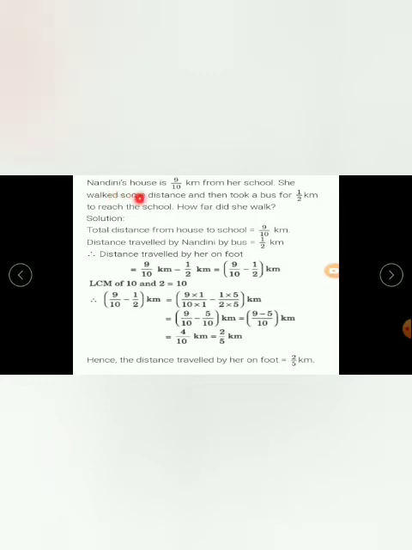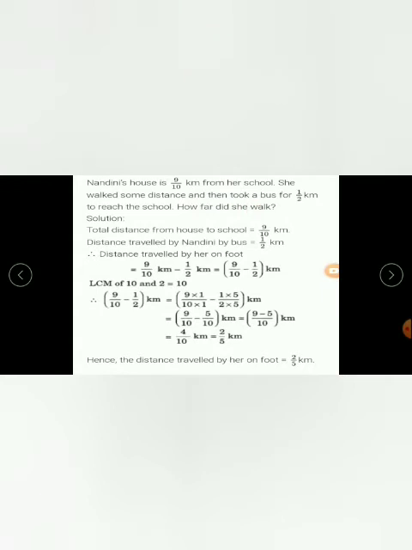Next question. Nandini's house is 9 by 10 kilometer from her school. She walked some distance and then took a bus for half kilometer to reach the school. How far did she walk? So what all things are given? The distance between Nandini's house and the school is given. What is it? 9 by 10 kilometer. For some distance she walked. That distance is not given. After that she took a bus. And how much distance she travelled in bus? 1 by 2 kilometers. So the question is, how far did she walk? The distance she walked, that we have to find.